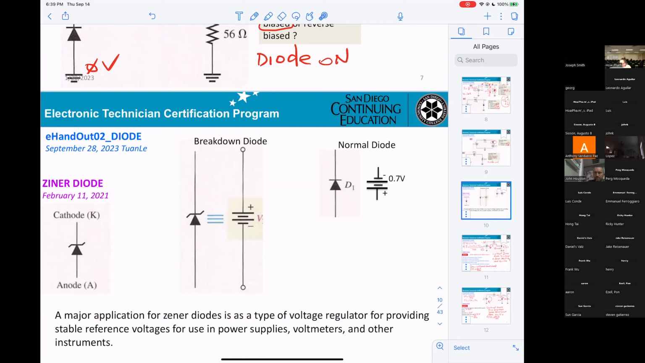So basically, they can be in breakdown, they can be on normal like the other diode, or they can be open. And the only thing we have to do is know if they break down or not. Are they on normal? Are they open? That's it. If you don't have any question, I will stop here.